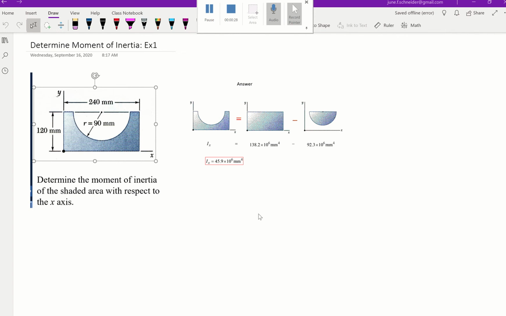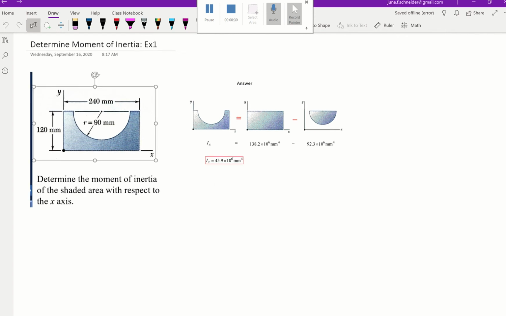As you can see for this problem, you have this shape right here. They want us to find the moment of inertia with respect to this bottom x-axis. In order to do that, you can see there are a few common shapes. First one, you see this rectangle right here. Then we're going to get rid of the semicircle. Then we can solve this particular shape.